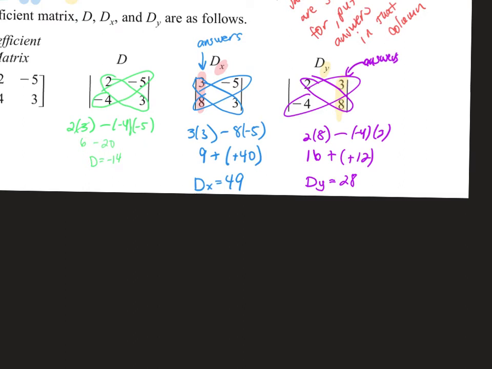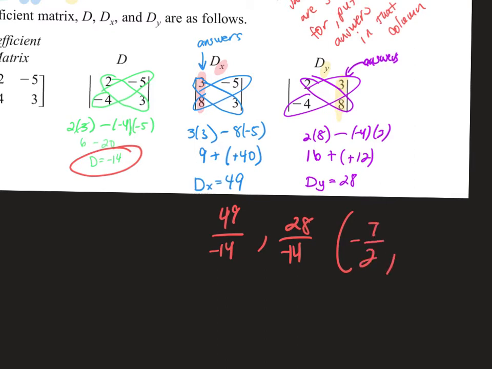Now, the way that you find your solution is you take each different determinant, D sub X, D sub Y, D sub Z, whatever it is, and you divide each of them by the coefficient matrix determinant. So I'm going to say 49 divided by negative 14 and 28 divided by negative 14. What can I simplify 49 and negative 14 to? 7 and negative 7. Yep. And then what's 28 divided by negative 14?